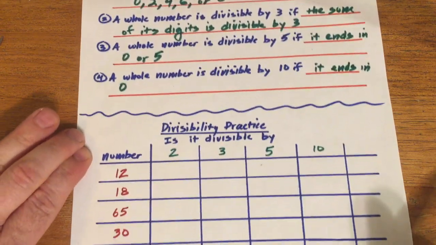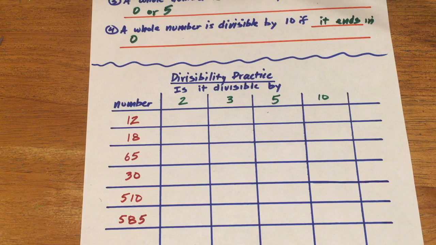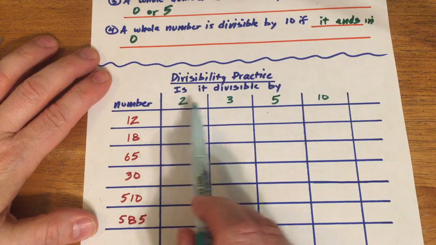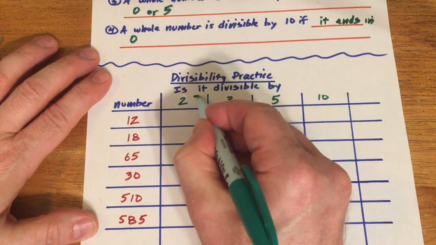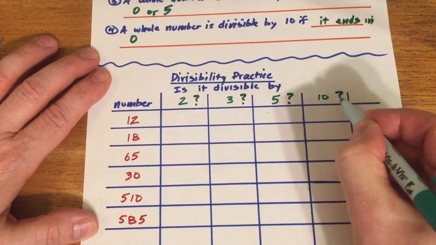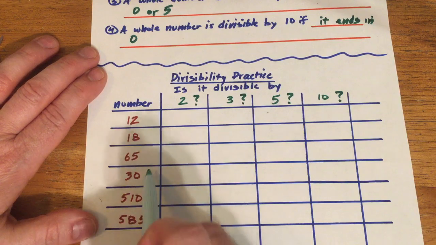What I've got lower here is a chart with divisibility practice. What we want to do is take a look and see if any one of these red numbers is divisible by 2, 3, 5, or 10. As we go, I'm just going to use a Y for yes. Let's go through the number 12.